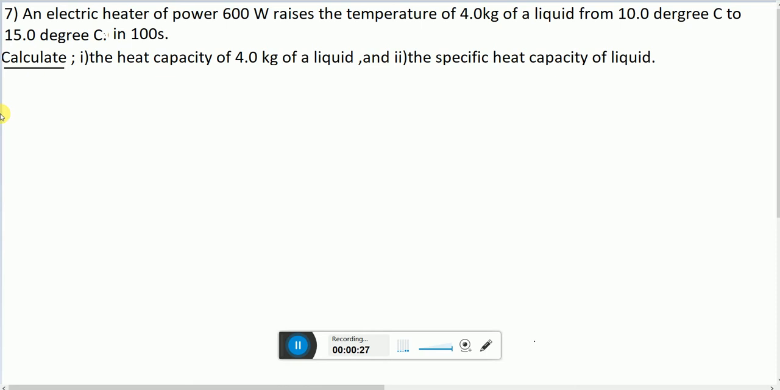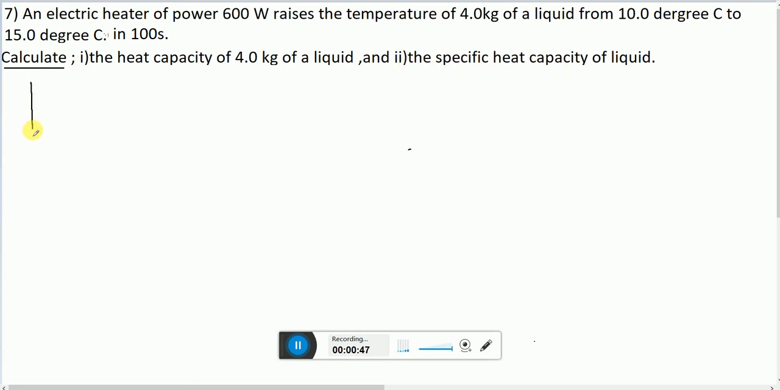Now here, an electric heater of power 600 watts raises the temperature of 4 kg of a liquid from 10 to 15 degrees centigrade in 100 seconds. We have to find out the heat capacity as well as the specific heat capacity of the liquid.